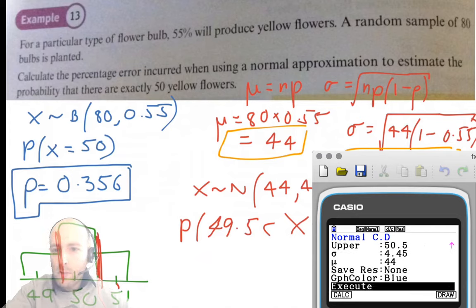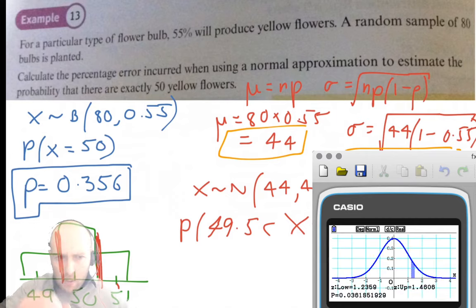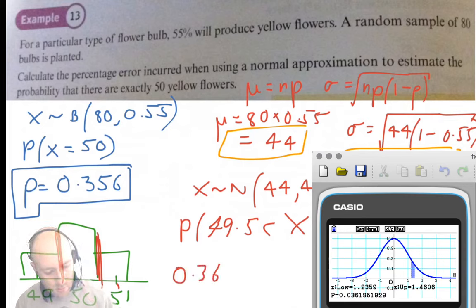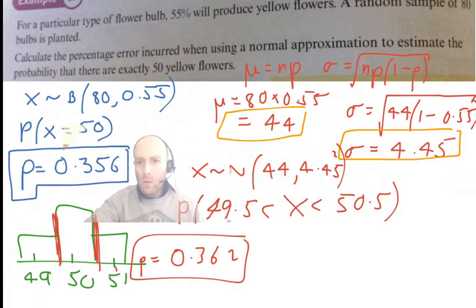So if we draw it, see there's a little strip for 50, and I get 0.36, round that up to 2. Cool. So those are my two probabilities. My p equals should be 0.0. Yeah, I've missed out 0 in both cases. At least I was consistent.